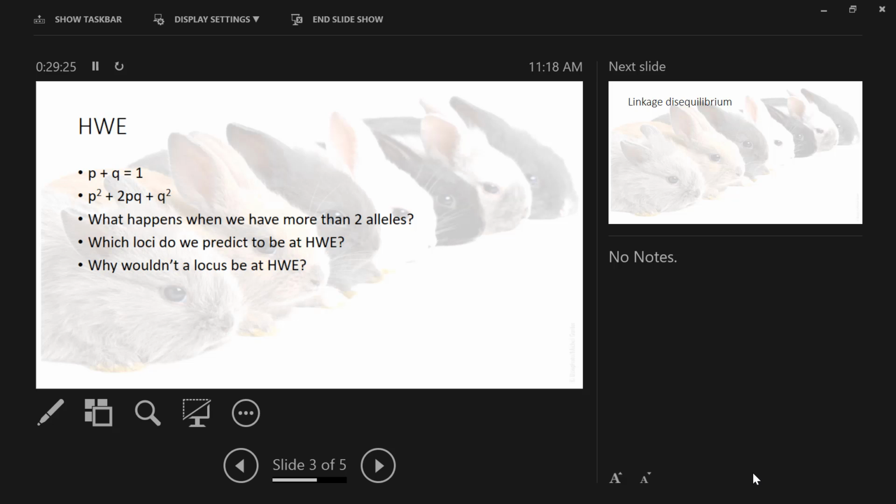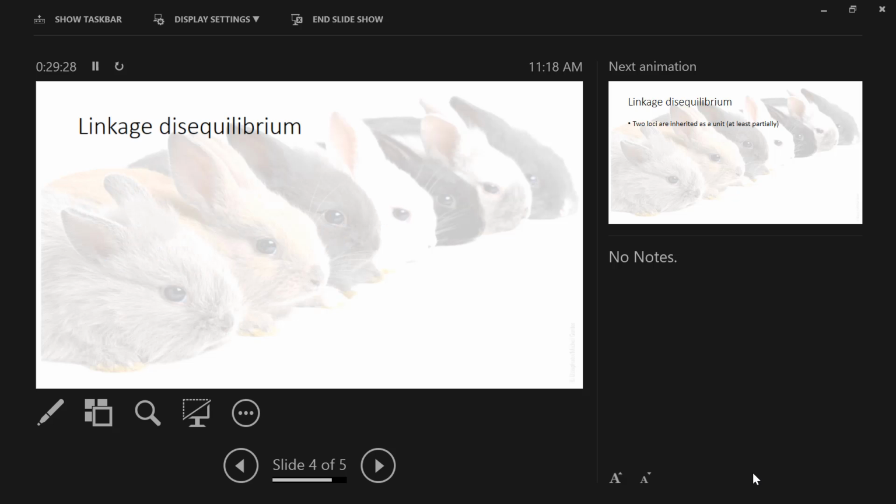Okay. Linkage disequilibrium. In linkage disequilibrium, two loci are inherited as a single unit, at least partially. Which is a question I think you brought up on Friday, John: will they always be inherited as a unit, or only sometimes? Sometimes we have two loci that are linked, but they're not 100% linked, okay? And we'll see that.